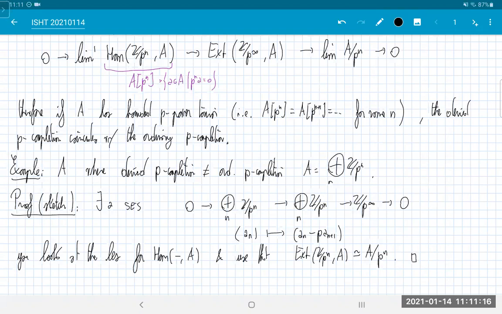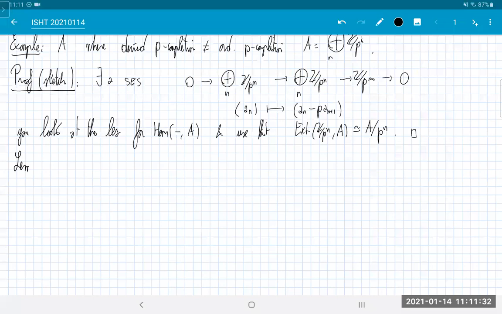Okay. This almost ends our digression on derived p-completion. There is another thing I would like to say, perhaps. Let me put a lemma. Again, there are complete proofs in the notes. I'm not sure if I should do the proofs here in the interest of time, but okay. No, actually, first I need a definition.